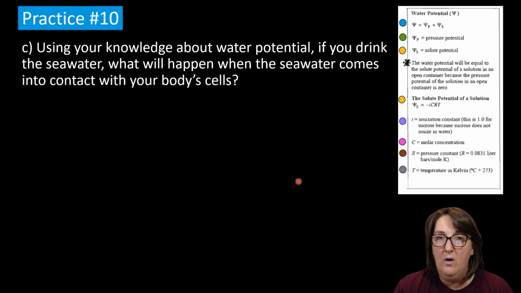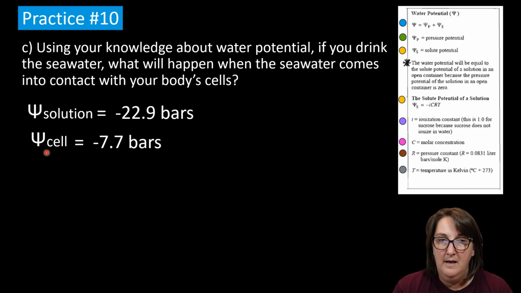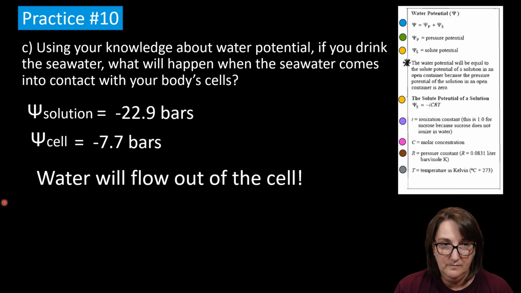So using your knowledge about water potential, what will happen when the seawater you drink comes in contact with your body cells? Let's look. My solution was negative 22.9 bars. My cells are negative 7.7 bars. Which one has more solutes? The seawater has more solutes. What direction is water going to go? Water follows the solutes. So I have more solutes here, and water is going to flow out of the cell and into the solution, the seawater.